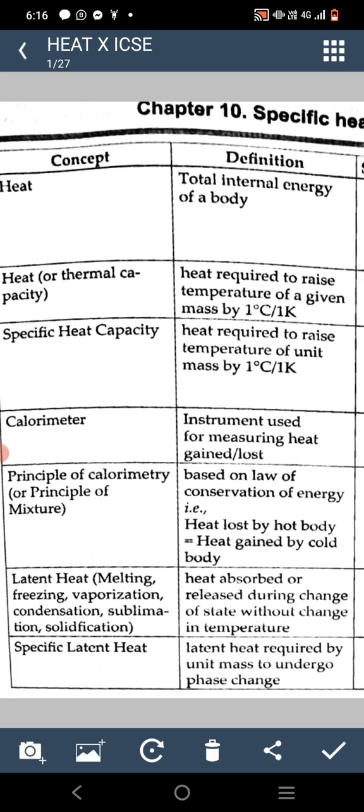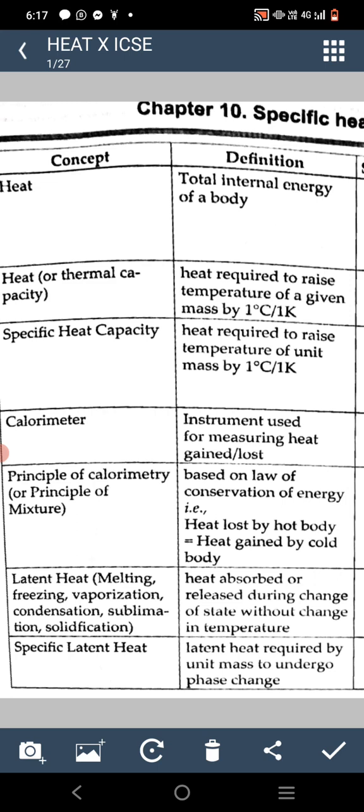Principle of calorimetry, or principle of mixture, is based on the law of conservation of energy: heat lost by a hot body equals heat gained by a cold body. Latent heat is the heat absorbed or released during a change of state without change in temperature. It may be latent heat of melting, freezing, evaporation, condensation, sublimation, or solidification.